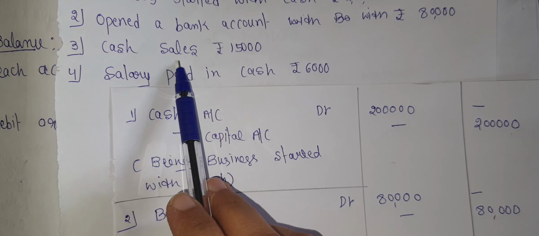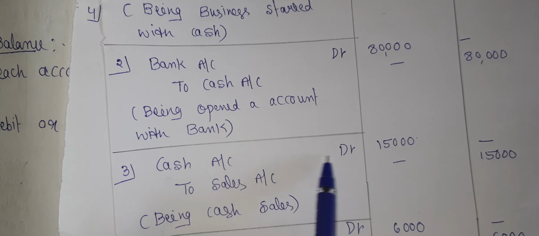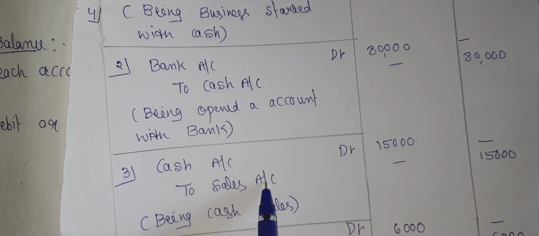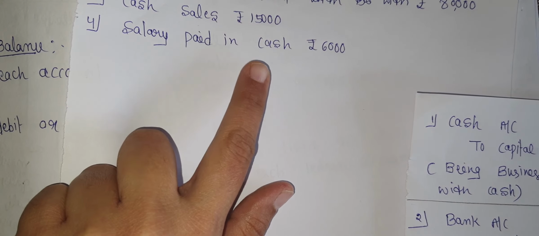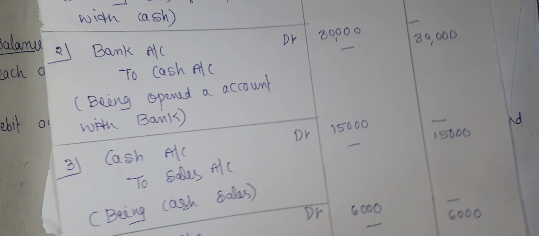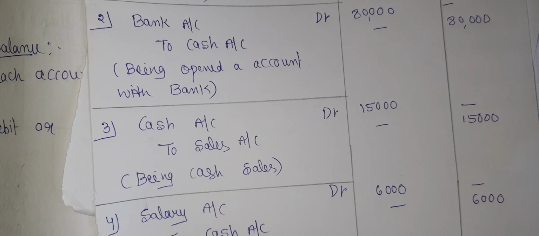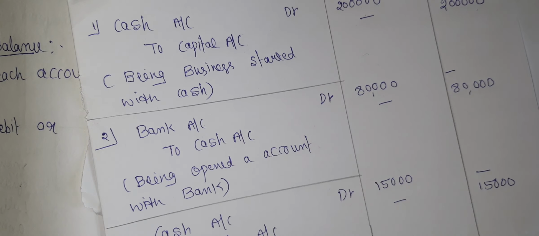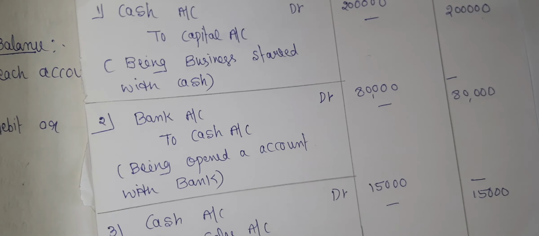The next one is cash sales, rupees 15,000, which means cash account is debited, as cash comes in. So cash account debit to sales account, that is rupees 15,000. The next one, salary paid in cash, rupees 6,000, means salary account debit to cash account, being salary paid in cash, that is rupees 6,000. Okay, these are the journal entries. Now what is the next step? We have to prepare the ledger accounts.